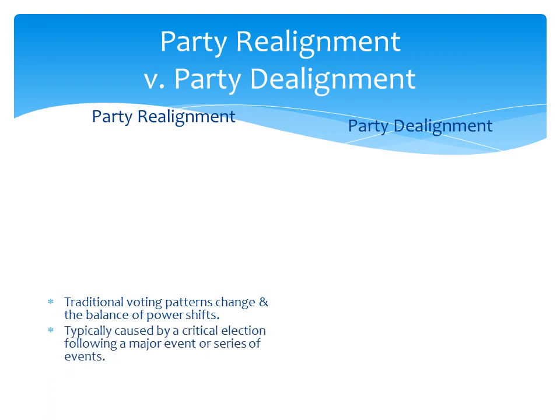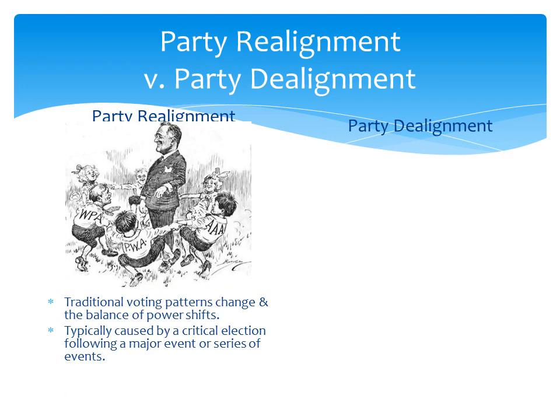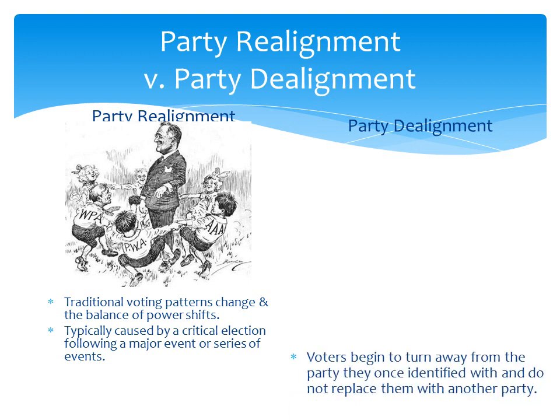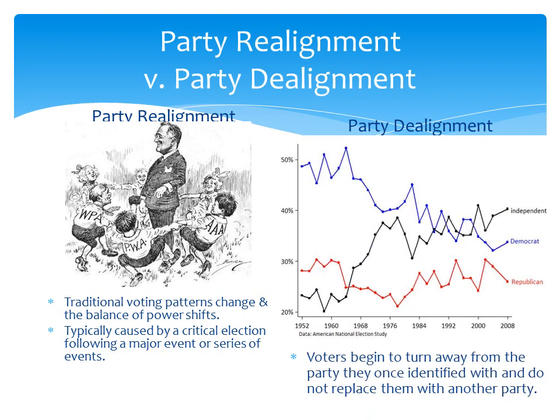This usually comes about because of a critical election that takes place around a major event or a series of events. The most profound party realignment in the United States was during the 1930s when FDR's New Deal coalition kicked in. Many traditional Republican voters switched to the Democratic Party due to the Great Depression. Party dealignment is when voters begin to turn away from their political party and choose not to replace it by joining another party. This has happened a lot in recent decades as we've seen an influx of people turning to independence.